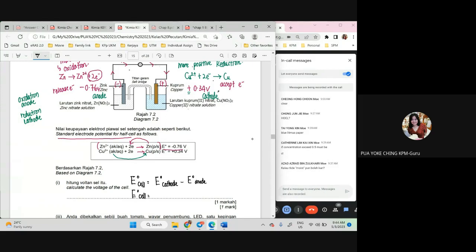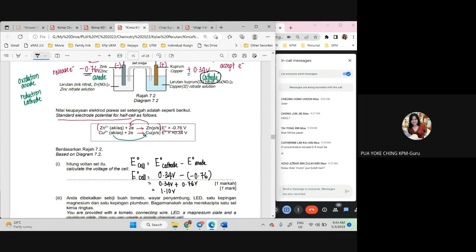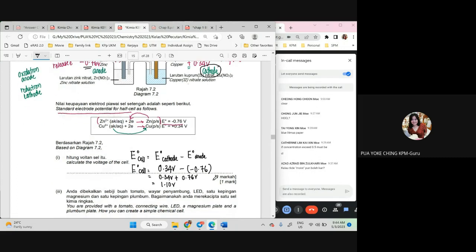So, itu sebabnya kenapa you kena tahu cathode di mana. So, cathode ialah 0.34 volt tolak anode sini tolak 0.76. Bawa the negative sign also. So, is 0.34 tolak 0.76 is 0.34 volt tambah 0.76 volt. So the answer is 1.10 volt. Unit jangan lupa. Okay. Yang penting cathode tolak anode.